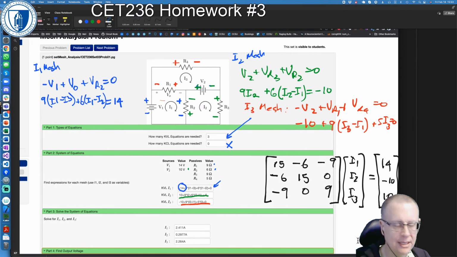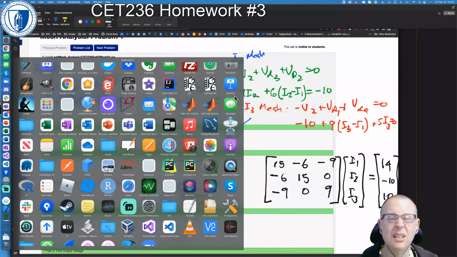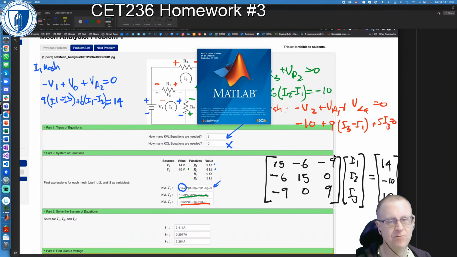And then I can fire up MATLAB, and I should have done that before I started, so let's just grab that. It might take a while to fire up, and then I can put that into the RREF function like you could do on your calculators.